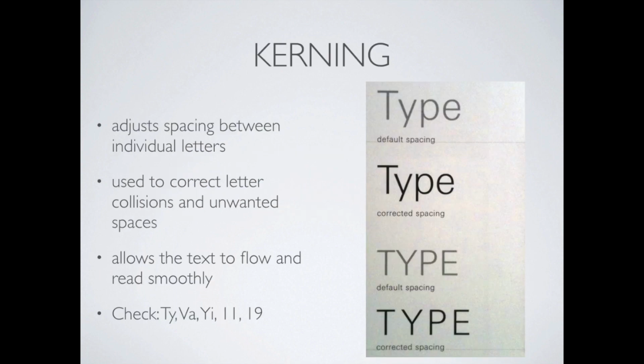So kerning. Kerning and tracking are both important things to consider when we're doing this. Kerning adjusts the space between individual letters. It's used to correct collisions or unwanted weird spaces between letters. It allows the text to flow and read smoothly. This is, again, the kind of thing you would do naturally by hand. You write a T followed by a Y. You tuck the Y underneath the top of the T. Naturally, you would do that. Computers don't always do that. They might have the Y spaced out. It feels awkward. So we can adjust that with kerning. We can make those get a little bit closer together.